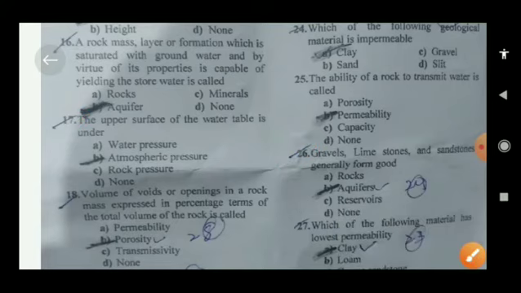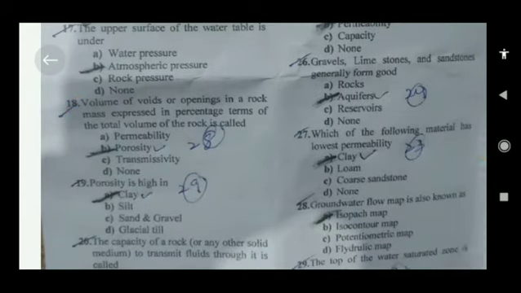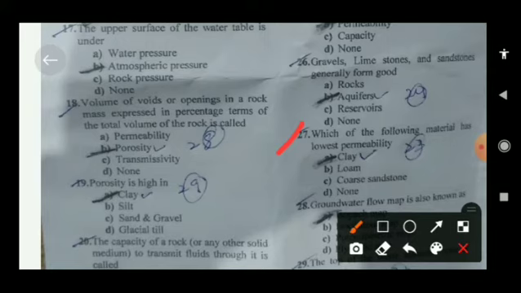Next question: Volume of voids or openings in a rock mass expressed in percentage terms of the total volume of the rock is called... The right option is porosity. Next question: Which of the following materials has lowest permeability? The right option is clay. Next question: Porosity is high in... The right option is option A, that is clay.